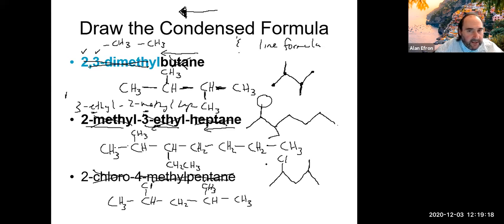Any questions on how to draw formulas from names? That's the best way, like I said: work backwards, start with the skeleton and then put everything in. The nice thing is if you're drawing a line structure, you actually don't have to worry about going back in and putting in the hydrogens. Any questions on any of those? Okay.